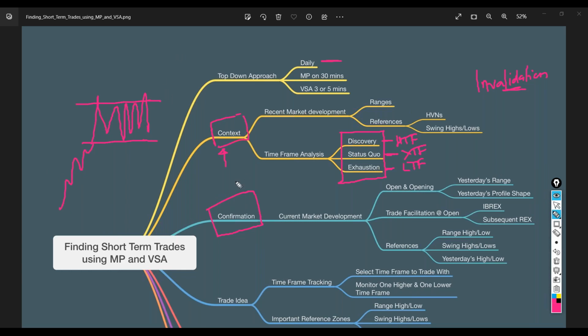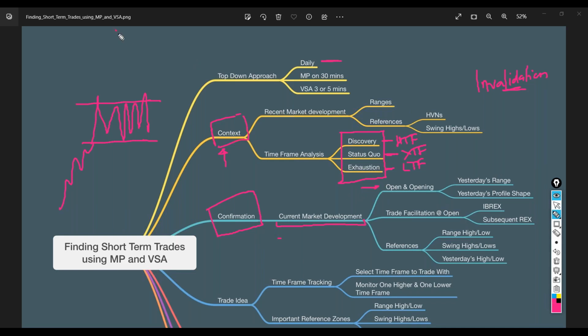Now you have to look at the confirmation for your context, or whatever you are believing about the markets, and whether it will do it or not. And how do you do that? By tracking the current market development. That is what the market is doing right now. So the first step, you look at the open and the opening.